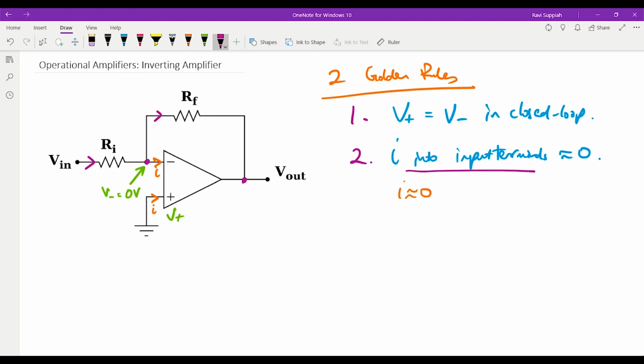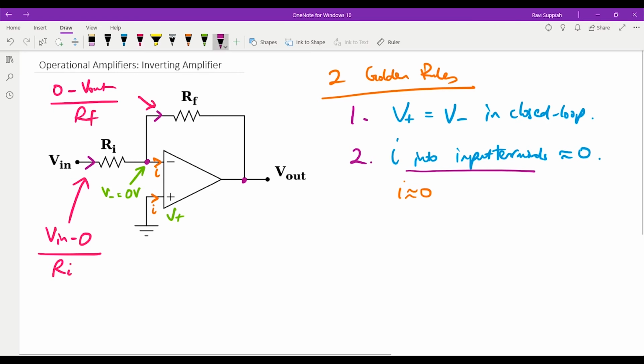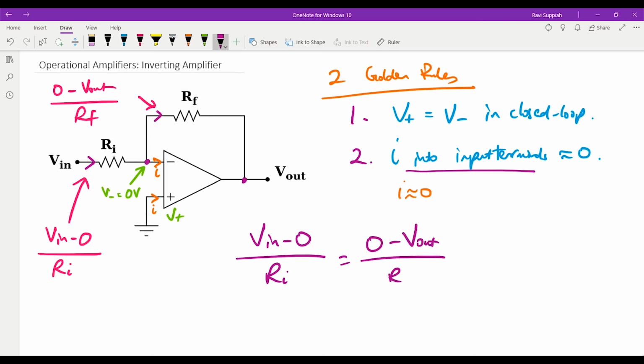With these two golden rules, we have this understanding, so now we can form the equations relating the current flow. This current flow over here is equal to V in minus 0 over Ri, and this current flow over here is 0 minus V out over Rf. This is basically the application of Ohm's law. Since there is no current flowing into the input terminals, the current flowing in the input branch is the same current flowing into the feedback branch. So you can rewrite it as V in minus 0 over Ri is equal to 0 minus V out over Rf.